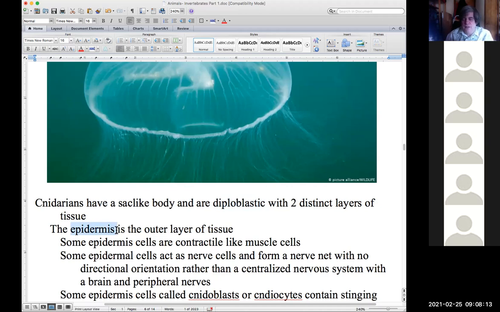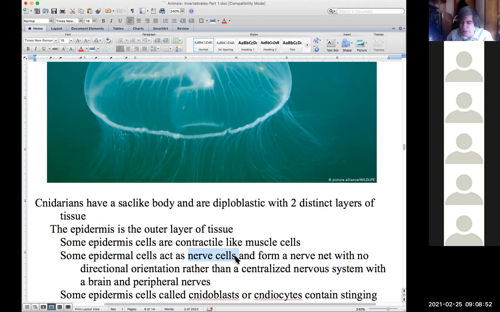They have an outer layer that's called the epidermis. And whenever we see epidermis in any type of organism, the epidermis is always the layer of cells on the outside of the body. Sometimes it's several layers. In jellyfish, it's 1. Now, if we look at the jellyfish, some of the epidermal cells are contractile, which means they shorten like muscle cells in a person do. And some of the epidermal cells act like nerve cells, so they transmit nerve impulses from one part of the body to another.